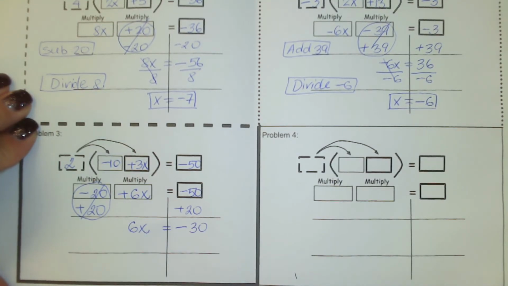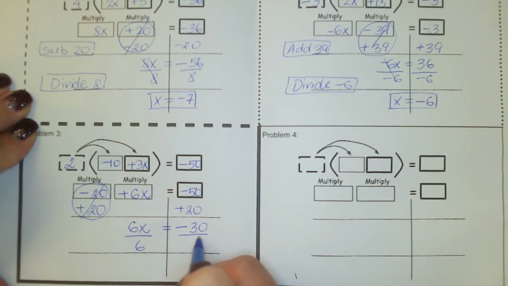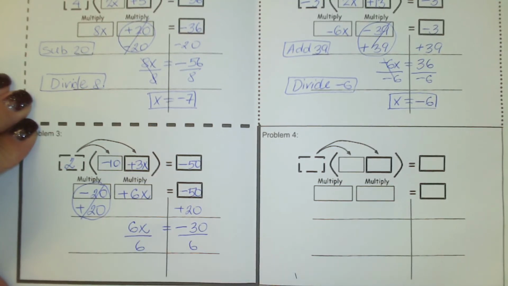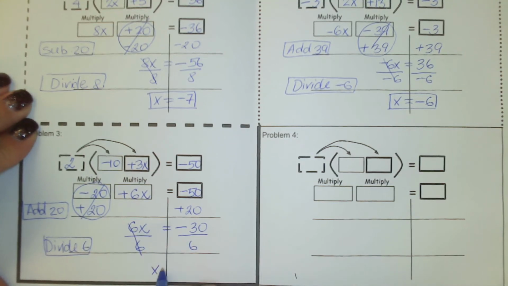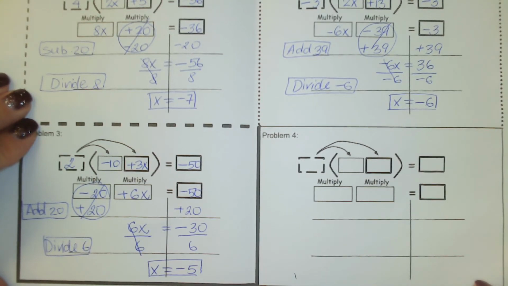6x means multiplication, and number times the variable. So multiplication, inverse operation is division. Always divide the same number the variable is multiplied by. So divide 6. X will be negative 5. Since we're dividing different signs, the answer is negative.